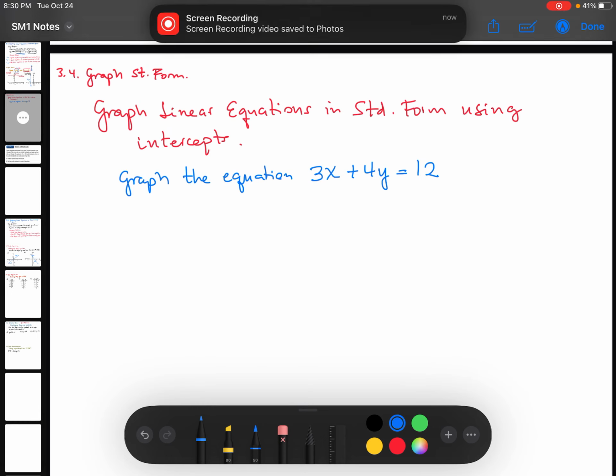Let's see this new part. Graphing linear equations in standard form using intercepts.